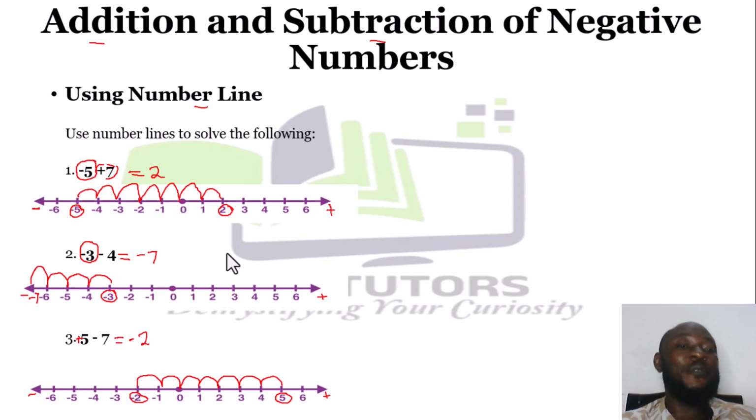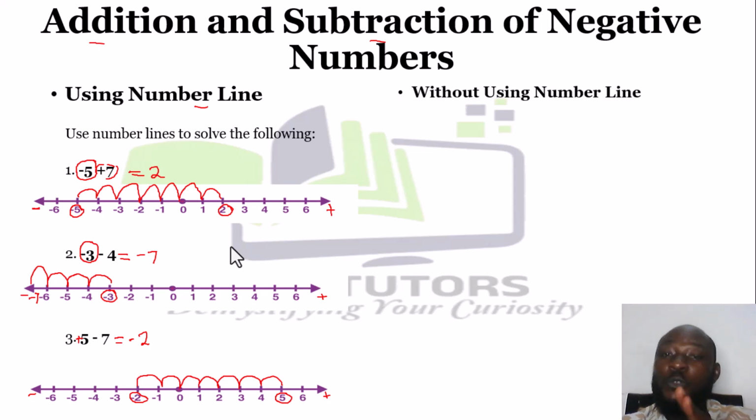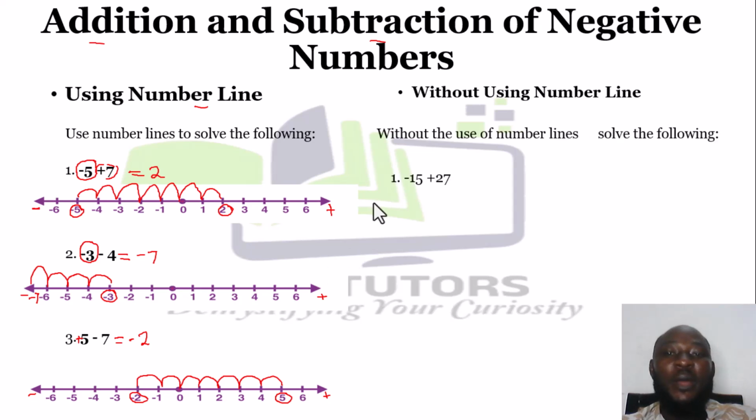Okay, so we've successfully used our number lines to solve some problems on negative numbers. Now let's try to solve without our number lines. Number 1, minus 15 plus 27. Minus 15 plus 27. Let's use a scenario to solve this.